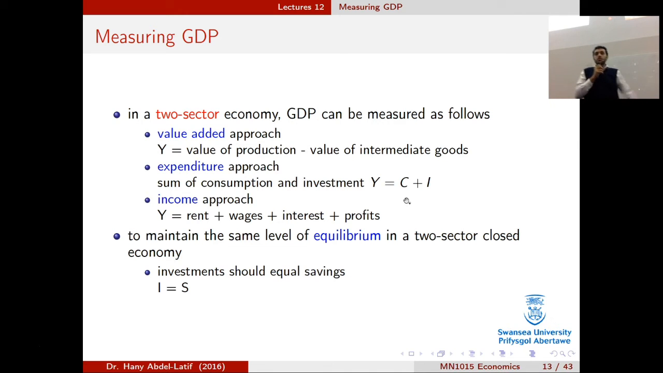So as I said, to maintain the same level of equilibrium, anything that goes out of this flow in terms of saving, because as we agreed, households are not going to spend 100% of their incomes on consumption. So there will be some saving. So saving should equal investment. When you save money, where do you put this money? You put it in the bank. What does the bank do with this money? Exactly. They lend this money to investors, they lend this money to firms. So if saving equals investment, then we will maintain the same level of equilibrium.